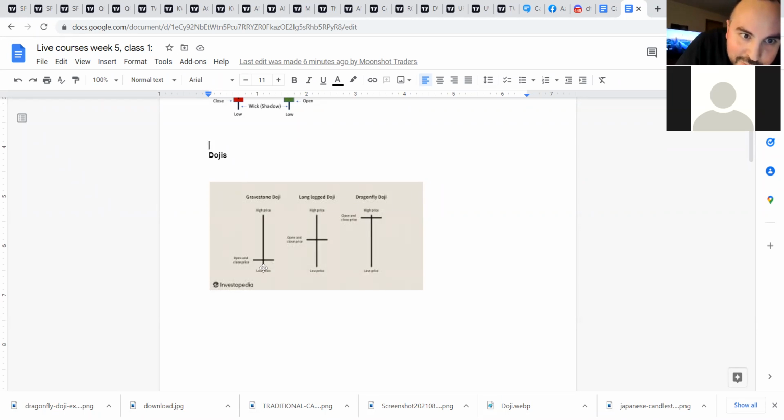So you have your gravestone doji. Sorry, this isn't really the clearest, but on your gravestone doji, you have your high price up here, then you have your low price back here at the other end of the wick. And then you have your open and close price here.